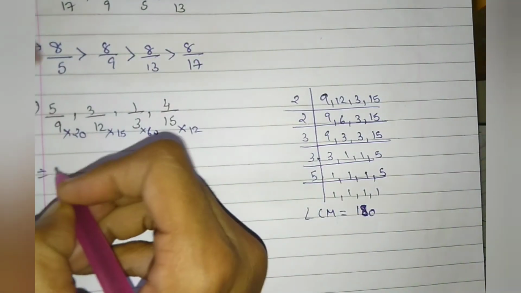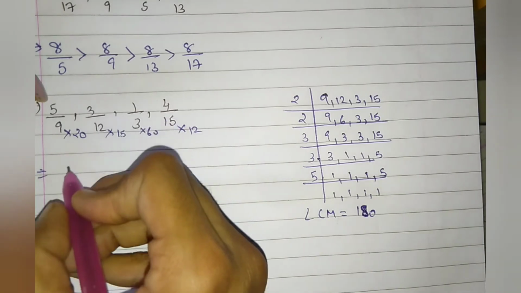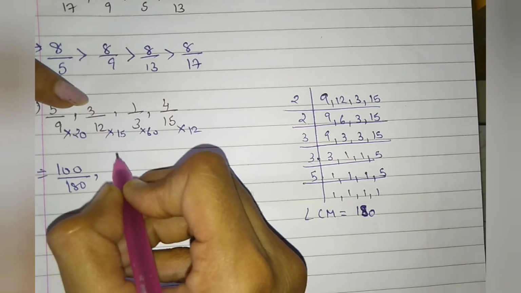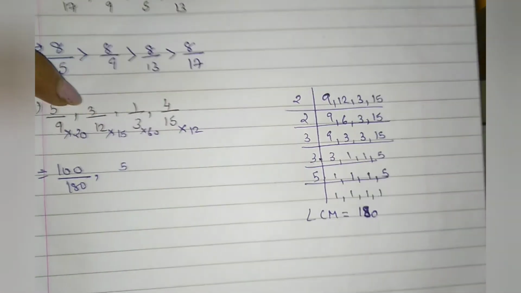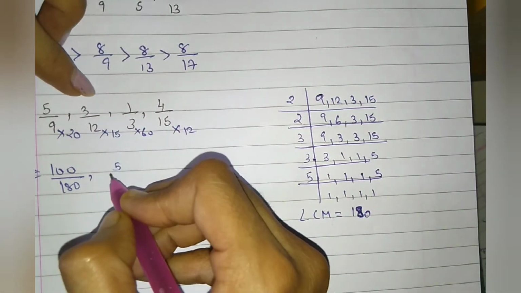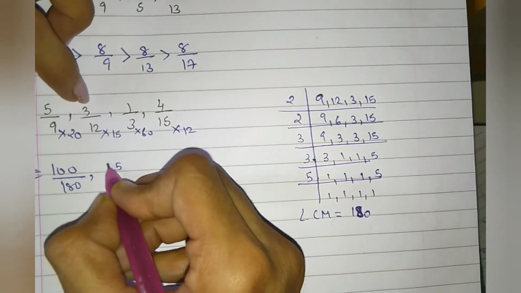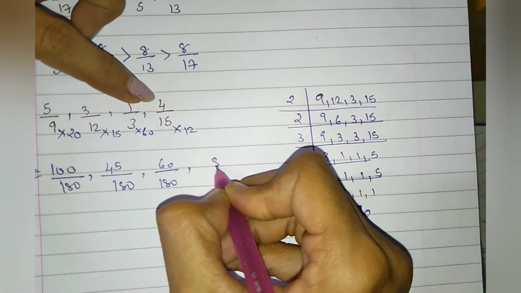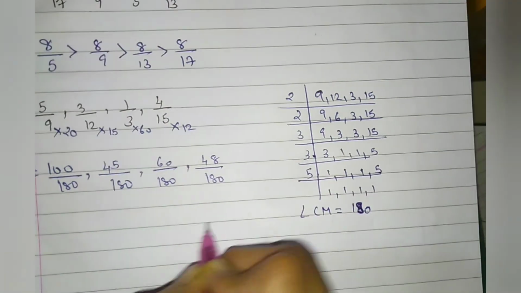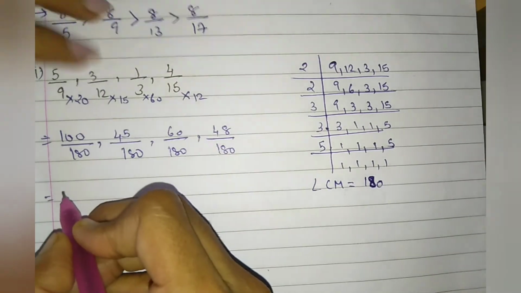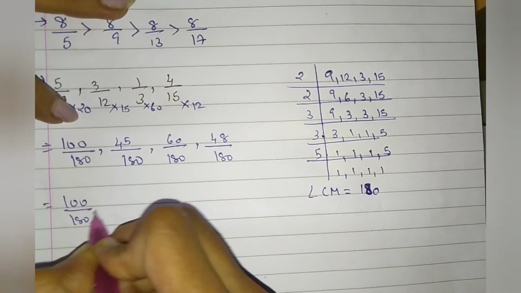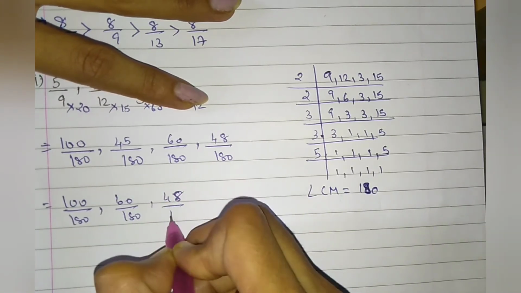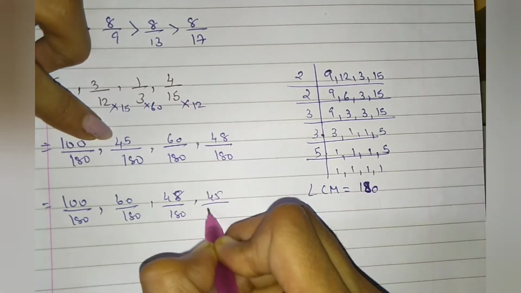Now the answer: 20 into 5 is 100 upon 180. 15 into 3 is 45 upon 180, 60 upon 180, and 4 12s are 48 upon 180. Now we can easily write in descending order: first 100 upon 180, then 60 upon 180, then 48 upon 180, and then 45 upon 180.